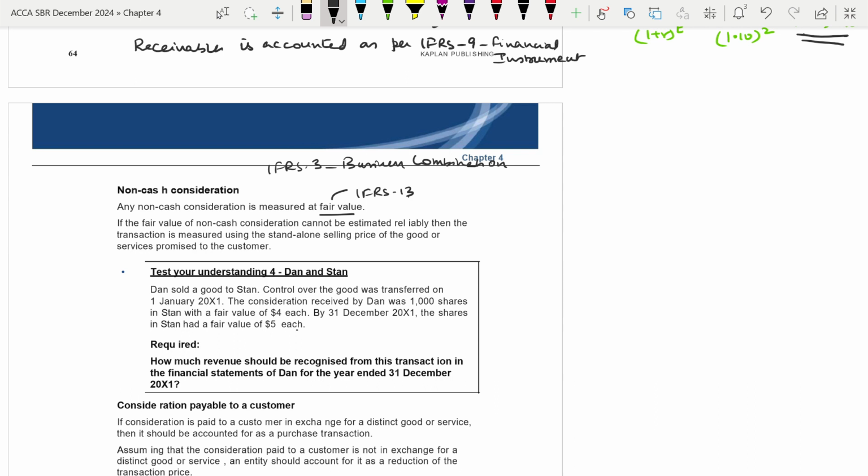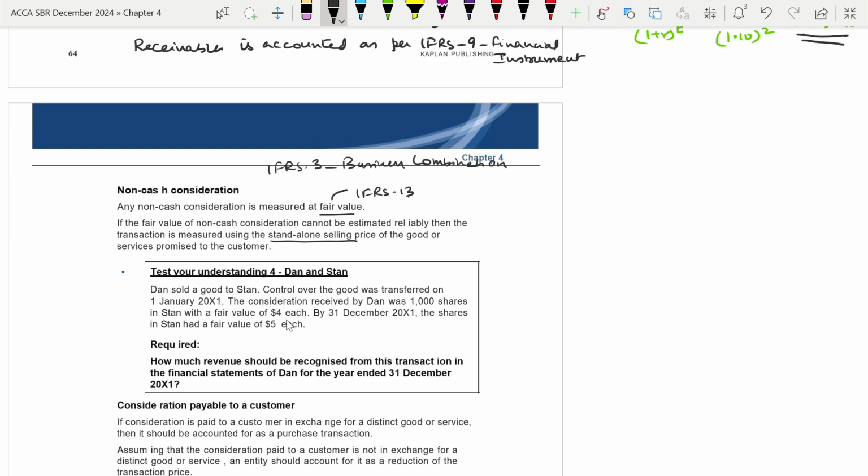What is the rule? The rule says that any non-cash consideration should be measured at the fair value. If the fair value cannot be estimated, then the transaction is measured at the standalone selling price.